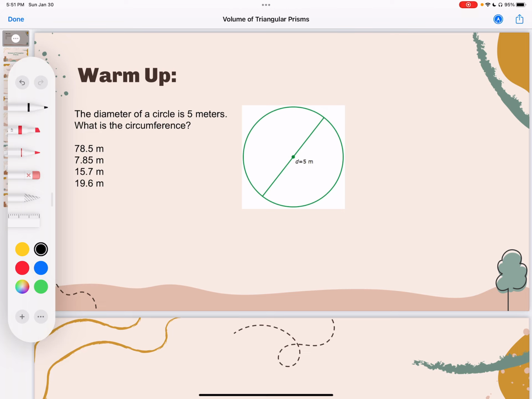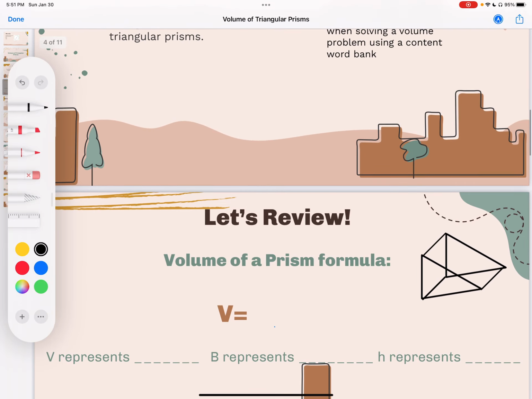So today we're going to talk about the volume of triangular prisms. And our objectives are going to be: I can solve problems involving the volume of triangular prisms, and I can write to explain the incorrect step taken when I'm solving a volume problem using a content word bank. Let's go ahead and review.